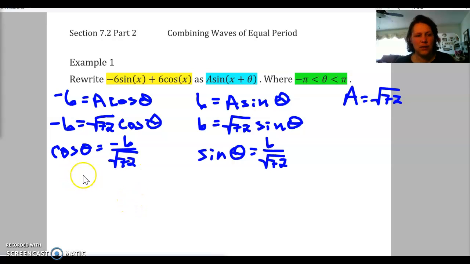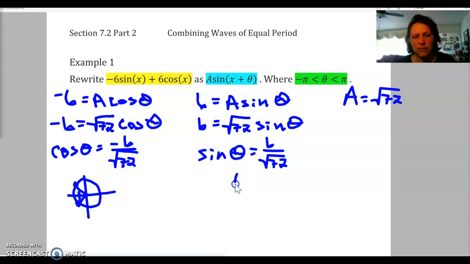So if we have cosine of theta equal to a negative answer, well, our cosine is negative over here, it's going to be about here. So we have two options. My answer can either be in quadrant 2 or it can be in quadrant 3. Okay, those are my two options here.